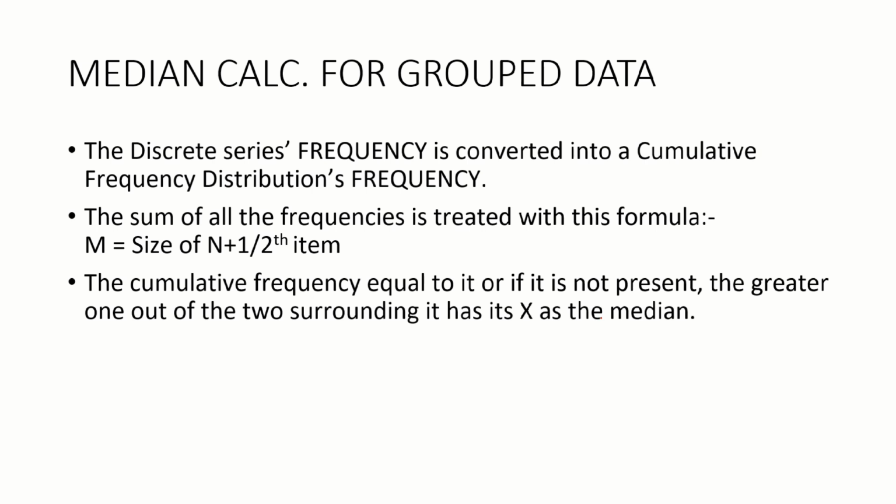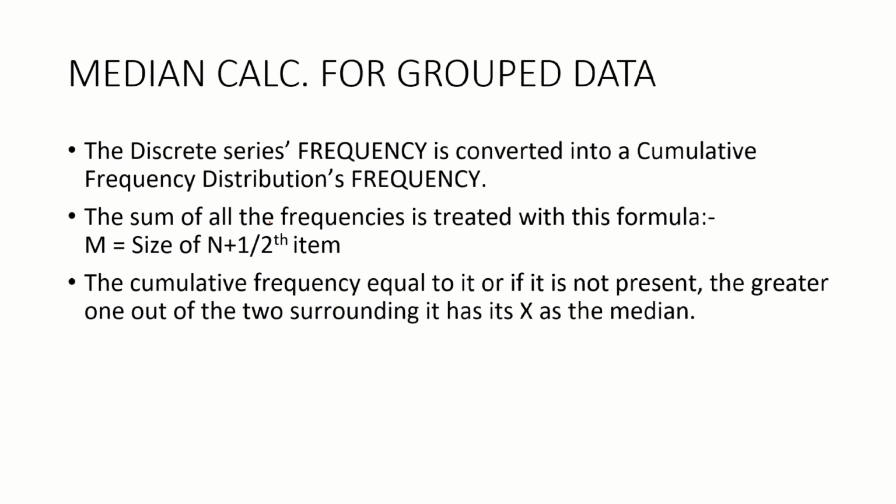Well, first of all, 31 will be positioned between two cumulative frequencies. Let's say one is of 28 and the other is of 40. So the greater one is 40. So 40's value is the median, okay? The x of 40 is the median.